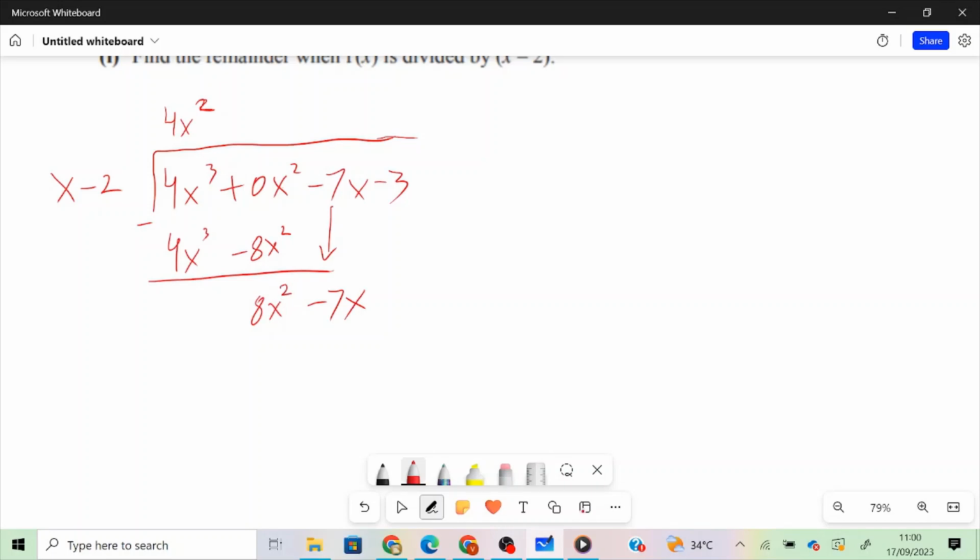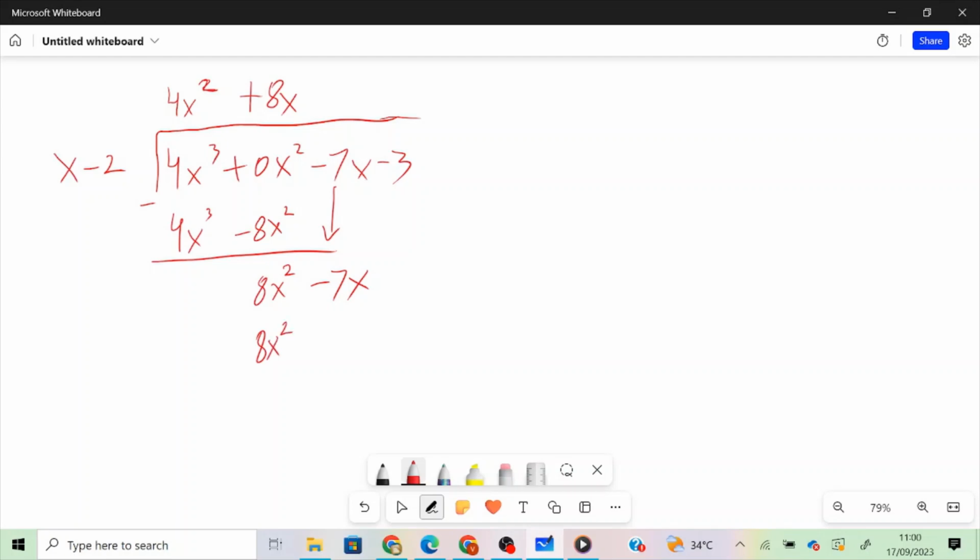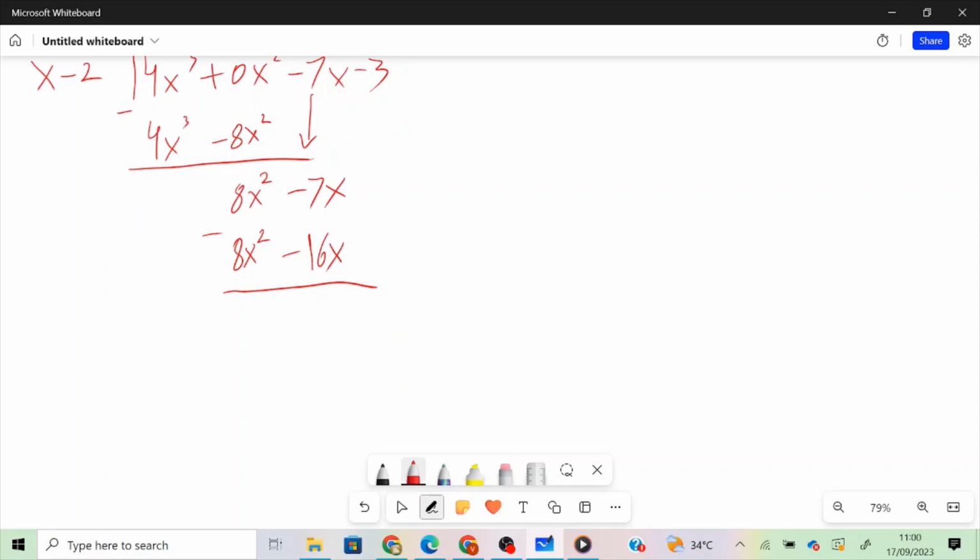8x squared divided by x gives me plus 8x. And just to emphasize, we had 8x squared, and I expect you guys to know this: 8x squared divided by x, the x and x cancel out, so you're left with 8x eventually. So that's how we got that. 8x squared divided by x gives 8x, and then 8x times x gives 8x squared again. And 8x times minus 2 gives minus 16x. And you go ahead and do your subtraction again. Minus 7x minus minus 16x, so you add the 16x, and that gives 9x. Bring down your minus 3.